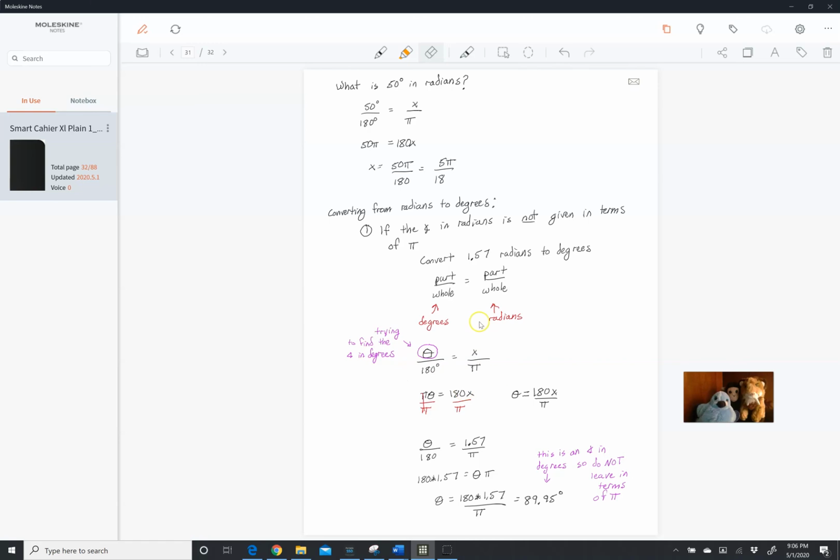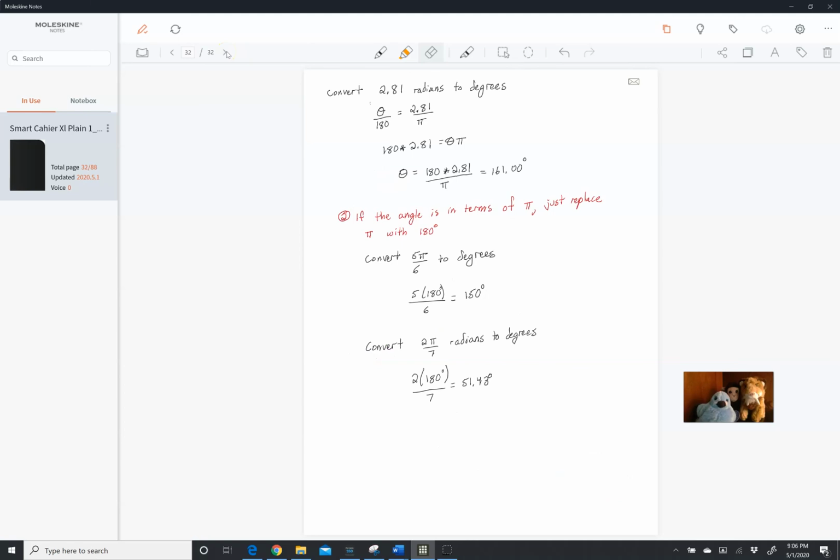Then we could just cross multiply. So depending upon what we're given, the other numerator is what's unknown, and we're always going to get pi times theta equals 180 times x. And if it's degrees to radians, we're going to be dividing by 180. If it's radians to degrees, we're going to be dividing by pi, okay? Over here, when you convert from degrees to radians, you leave your answer in terms of pi, but you reduce as much as possible.